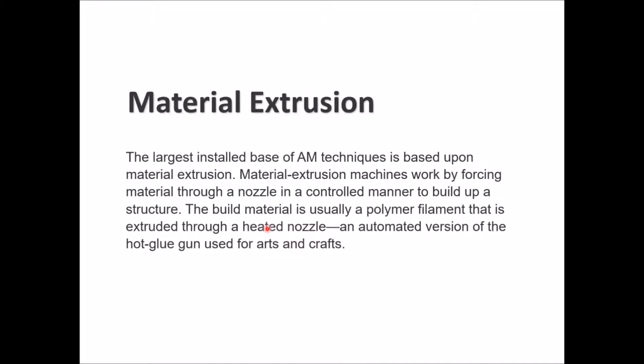The next method is material extrusion. This is one of the famous additive manufacturing techniques. It basically extrudes the material through a nozzle. Material extrusion machines basically work by forcing the material through a nozzle in a programmed way so that the final structure will be built.